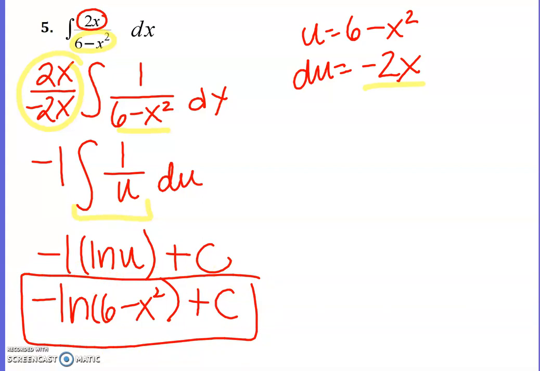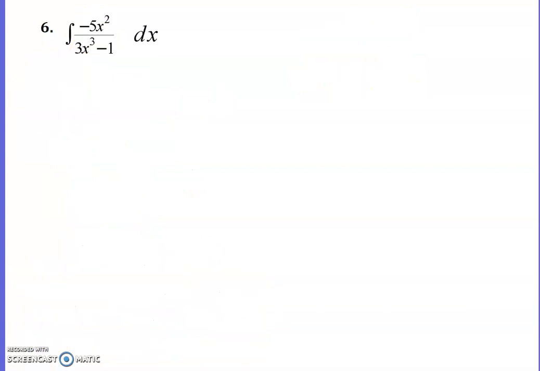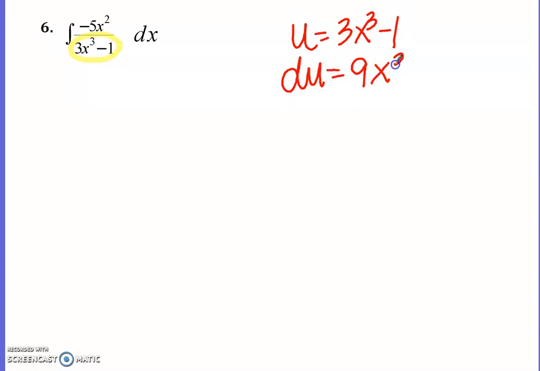Okay, let's try one more. So another fraction one. The denominator is u. I do the derivative, which is 9x squared. I bring that numerator out in front of the integral. I shouldn't say GCF. You bring it out in front.